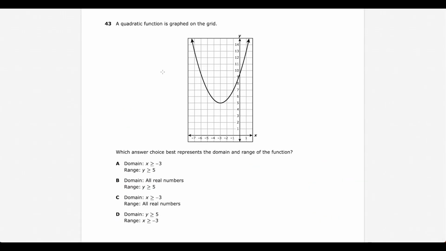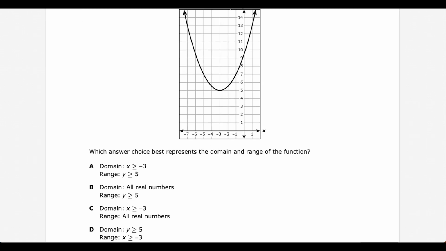That's our solution. Question 43, we have a quadratic function that's graphed on the grid, and we want to know what's the domain and range. So looking at this here, because this is a quadratic graph, notice the arrows going in either direction tell us that this graph goes all the way to the left and all the way to the right. This thing is just going to keep climbing as we go to the right, and it's going to keep climbing as we go all the way to the left. So the domain here is actually all real numbers. And this is the symbol for all real numbers. So domain is all real numbers, which basically eliminates every answer choice except option B here.